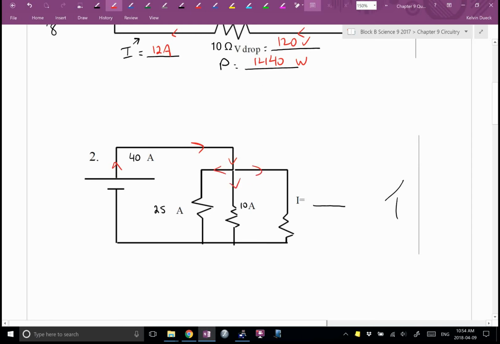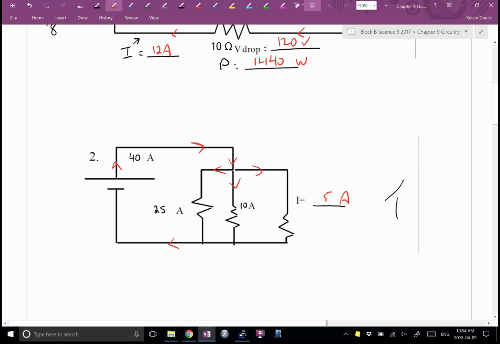Remember the current rule? Splits up. How many amps right there? 25. How many amps right there? 10. How many amps must be there? 5. Why? Because I have 40 coming in. 40 minus 30, times 5. Okay. Now, this is a nice circuit.